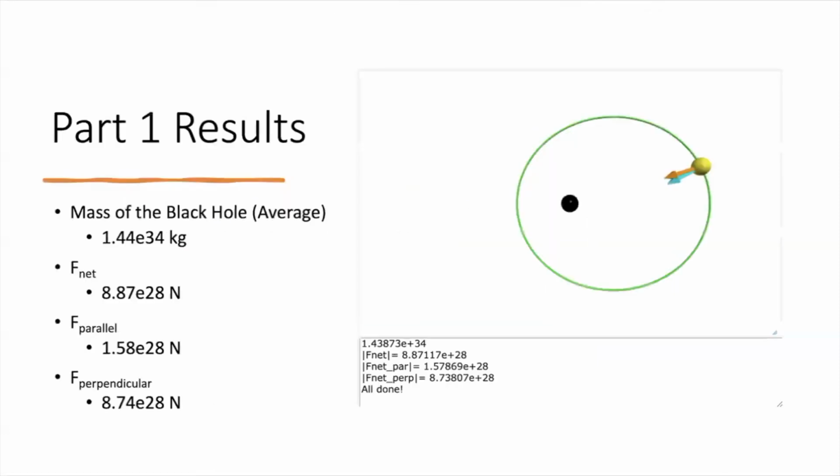The part 1 results were mass of the black hole 1.44e34 kilograms, F net equals 8.87e28 newtons, F parallel equals 1.58e28 newtons, and F perpendicular 8.74e28 newtons.